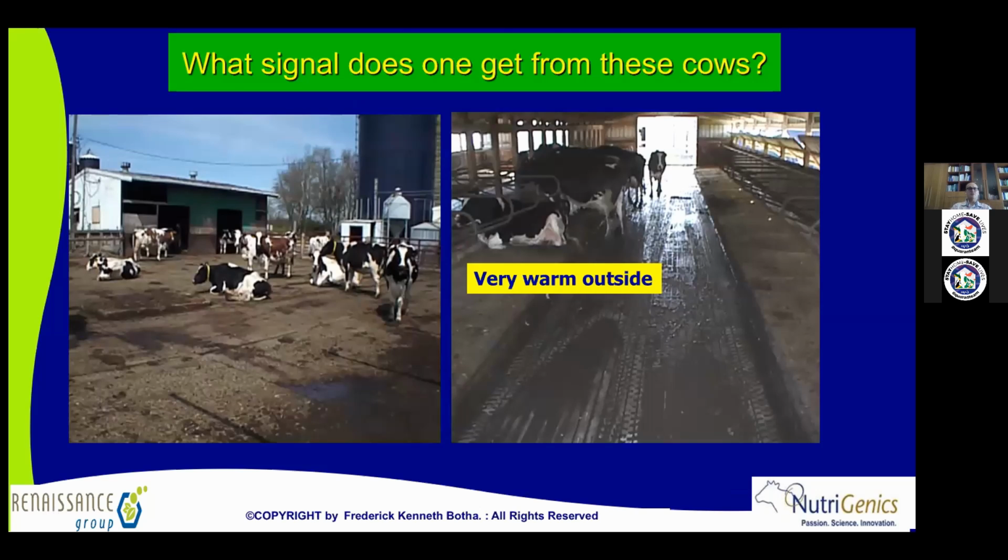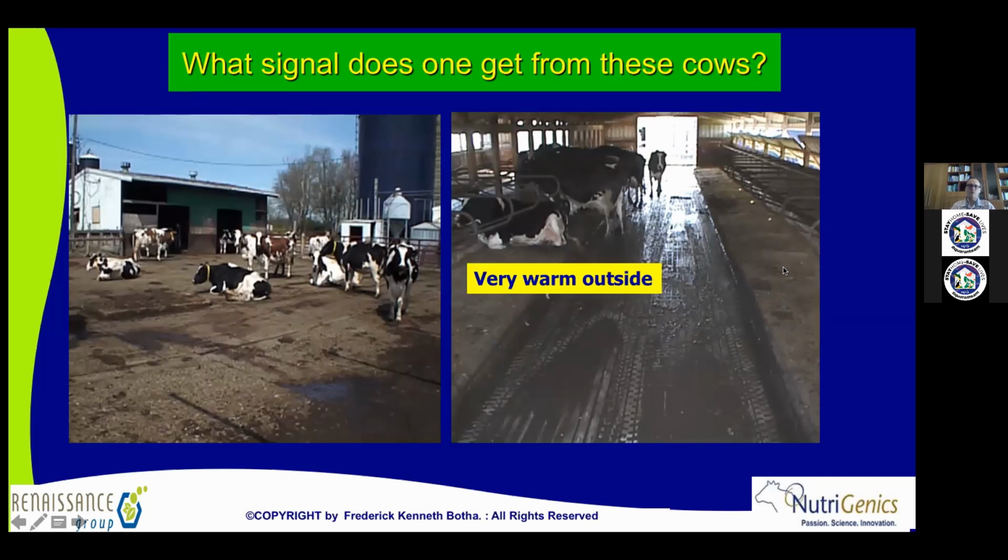If I ask you, what signal do you see here? What do you see in these pictures? It was over 37 degrees centigrade outside, and the cows don't lie inside. It's very warm outside and humid. So why are the cows lying on hard concrete instead of going into their beds?